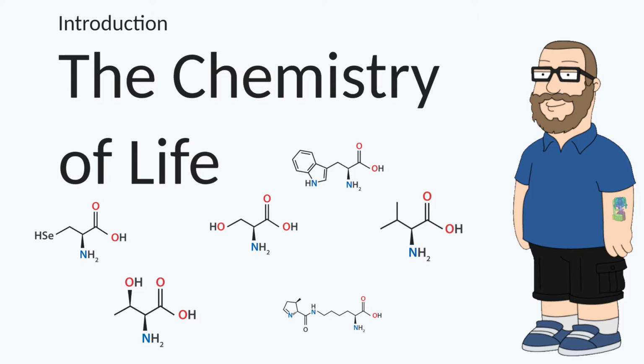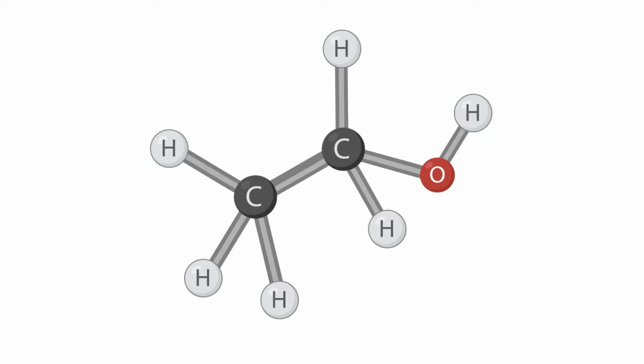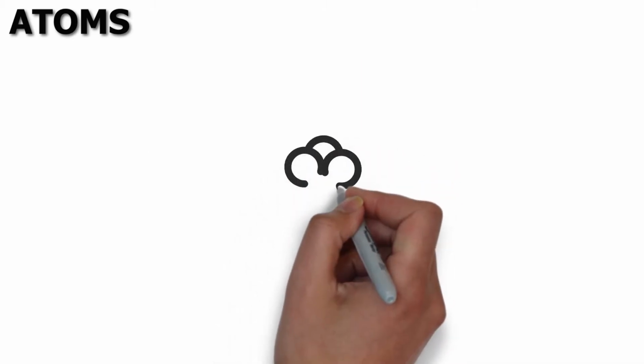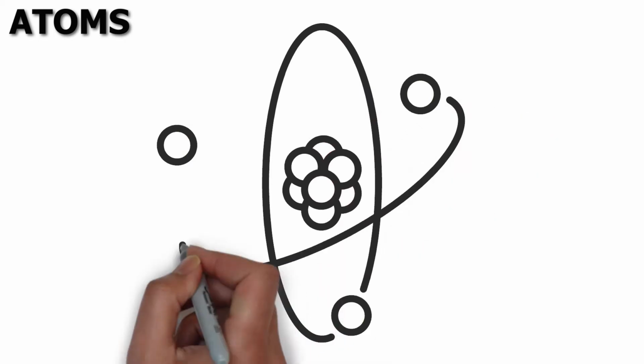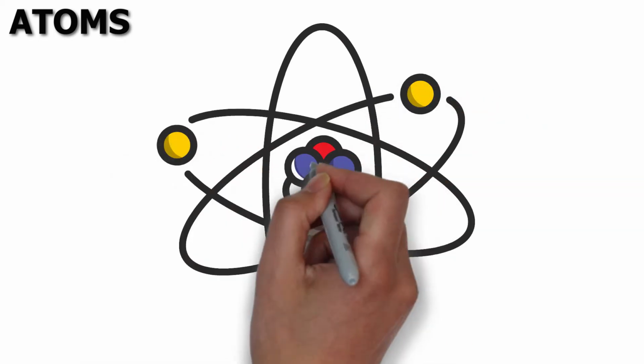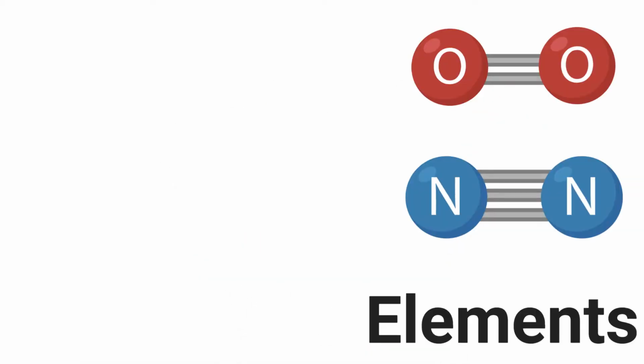All life on Earth is carbon-based, because carbon can form 4 bonds, thus allowing for an incredible array of molecules and structures. Carbon is an atom. Atoms are the basic units of matter. Elements are substances that are made up of a single type of atom. The oxygen that you breathe is an element consisting of 2 oxygen atoms. Nitrogen gas is an element consisting of 2 nitrogen atoms.